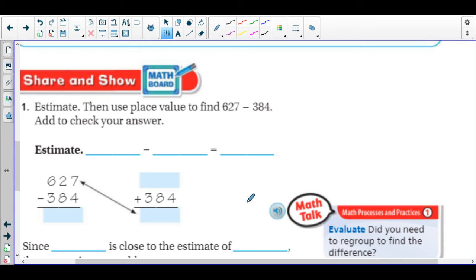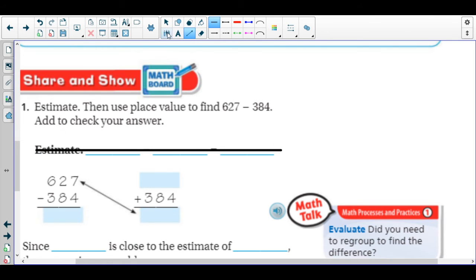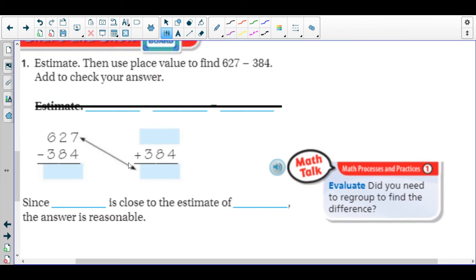Okay, so here we are at the show and share portion. And let's see what we've got here. We're not going to worry about the estimating, like I said. We just want to solve these. And we have 627 minus 384.